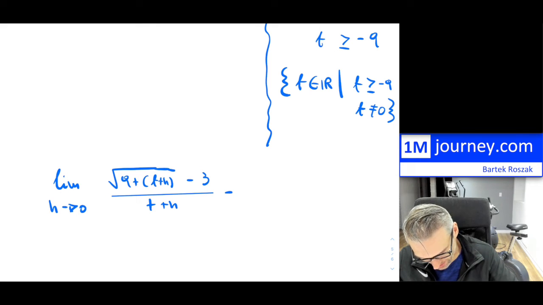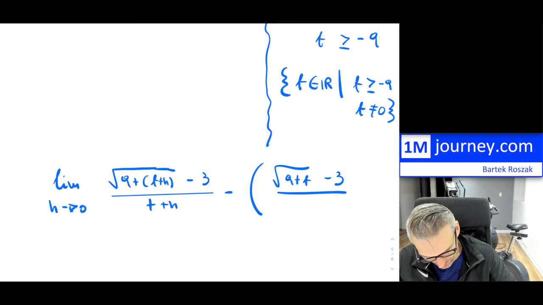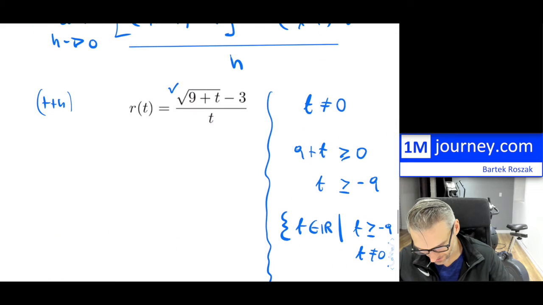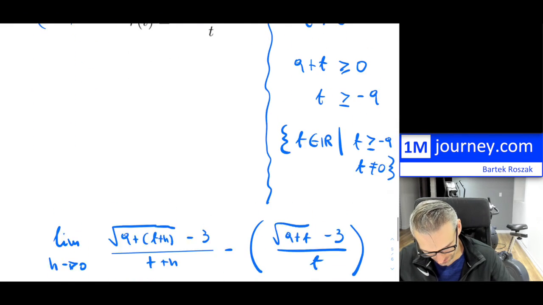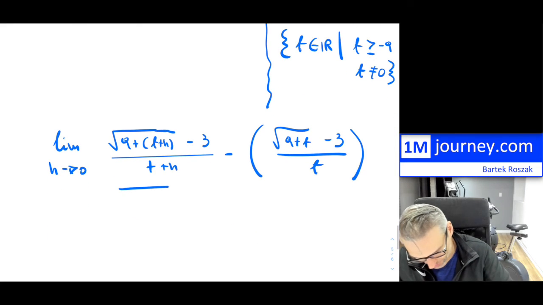So minus, this is going to be the square root of 9 plus t, minus 3, all over t. So that's what I have there. Yep, 9 plus t, okay. And then this whole thing over h.